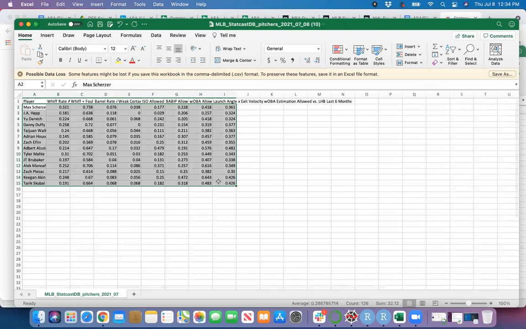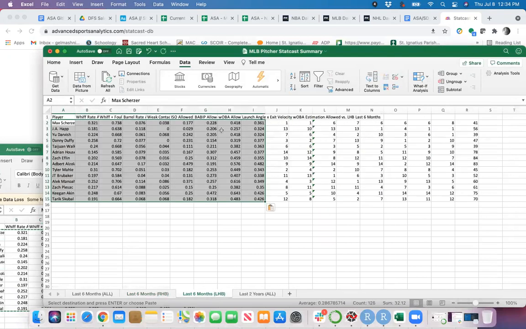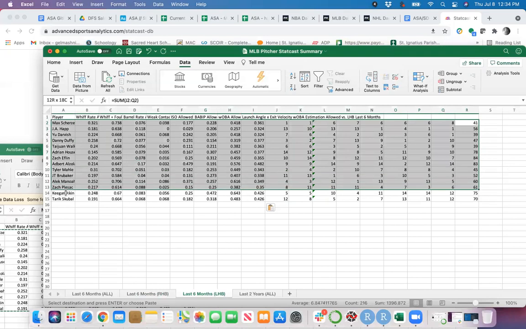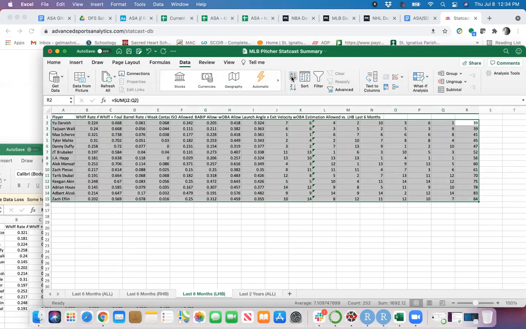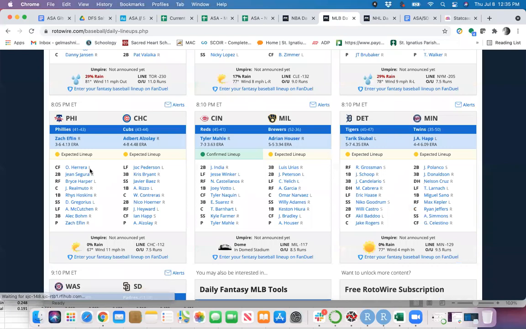Okay, and then we got against left-handed batters for the last 6 months. So you see I have a sheet here for the last 6 months also. And notice I already had the rankings kind of worked out before I started the screencast. I already had that formula in there. And let's go ahead and do that. So Darvish does very well. We do see Alzolay's not very good, actually very high barrel rates against left-handed batters. So this kind of would tip me off that maybe taking lefties like Herrera, Harper, Gregorius might be good options if you're doing a little stack there.